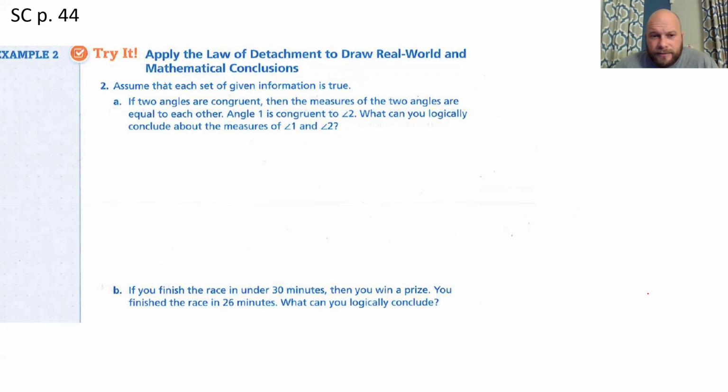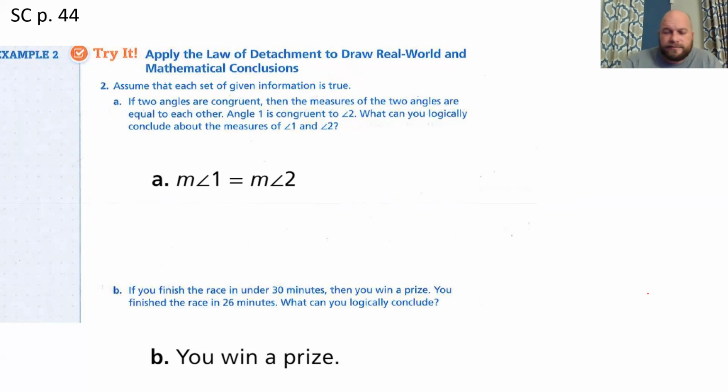Since the first part of this gave us the if-then statement, if two angles are congruent, and now we know that those angles are congruent, well, since that first part's been met, then we can say for sure that the conclusion is true. Then the measures of the two angles are equal to each other. So the measure of angle 1 is equal to the measure of angle 2. And you can use the notation there, or you can write it out in words. On part B, I already said the answer for that one, you would win a prize.